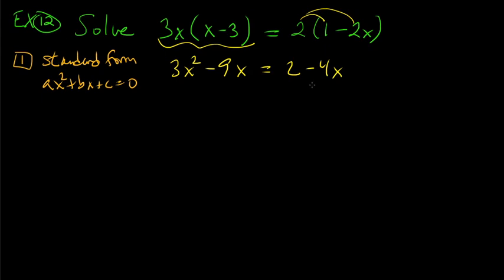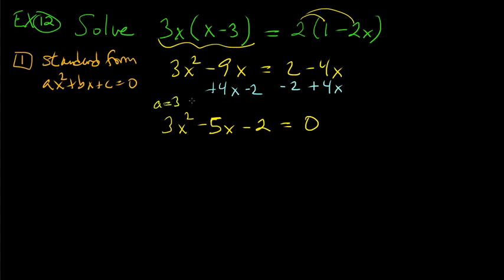So we should add the 4x to both sides and subtract the 2 from both sides. I can squeeze that in here. And when we do that, we get 3x squared minus 5x minus 2 equals 0. That's supposed to be a 5, right? Okay, good. All right, so now it's in standard form, right? A is 3, B is negative 5, and C is negative 2.